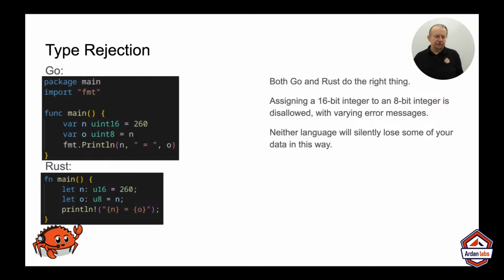So in Go, 16-bit number 260, 8-bit number, print the 2 out. It's disallowed, won't compile, you get an error message. Rust does the same thing. Both tell you that you have a type problem. The Rust message is a whole lot more long-winded, but they both boil down to the same thing.